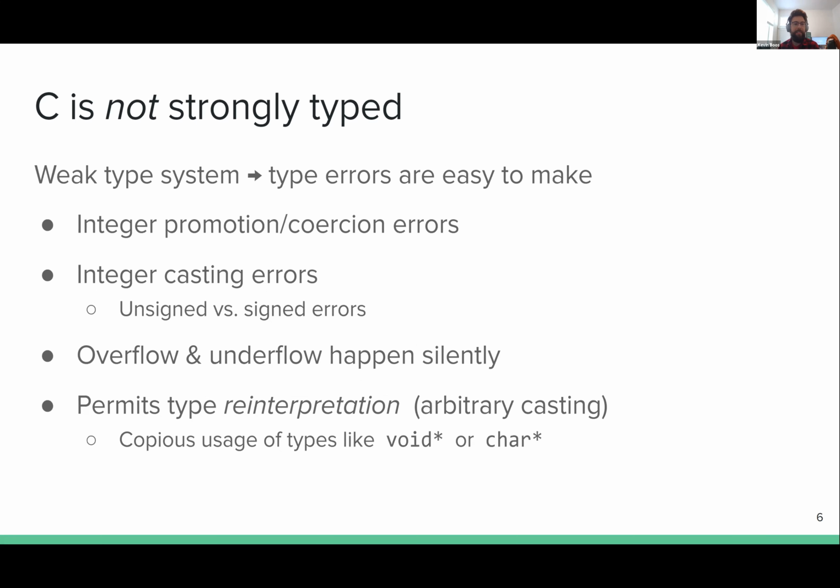So one bad thing about C is it's not strongly typed. It has what's called a weak type system, which you guys are probably familiar with, but it basically means that type errors are pretty easy to make. You can promote and coerce and cast integers freely, same with pointers. There's no real protection between unsigned and signed compatibility. Same with overflow and underflow. Those occur silently, and you won't detect it. And then finally, you can do what's called type reinterpretation, which is just a fancy way of saying arbitrary casting. You'll see copious usage in most C programs of types like a void pointer or a character pointer, which is just really byte pointers. And these don't really express the actual type of what's being pointed to in a good, strong way.